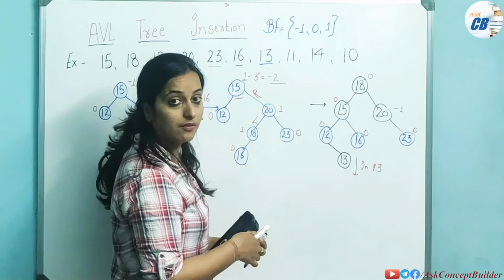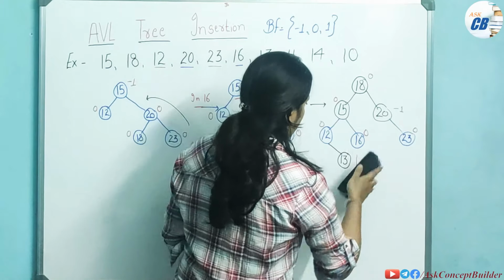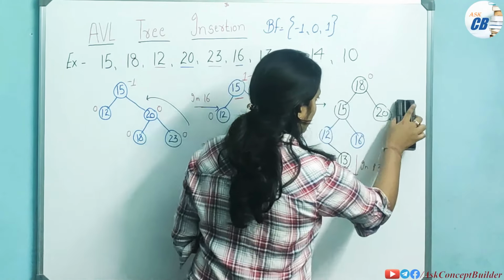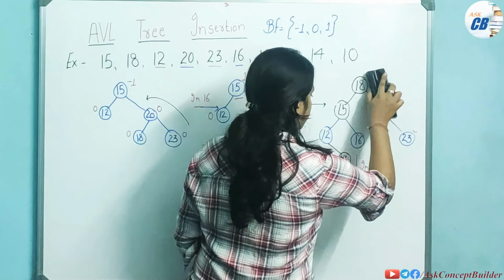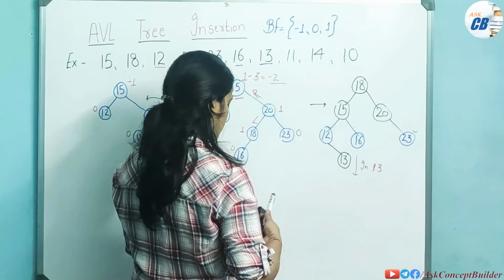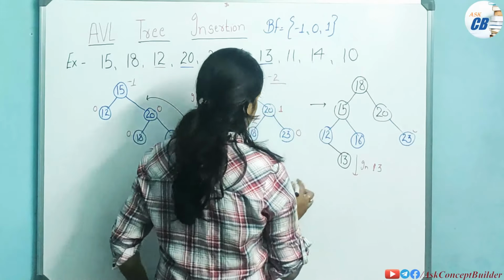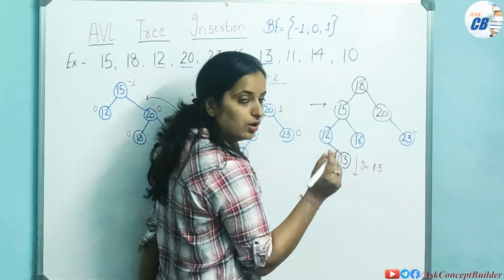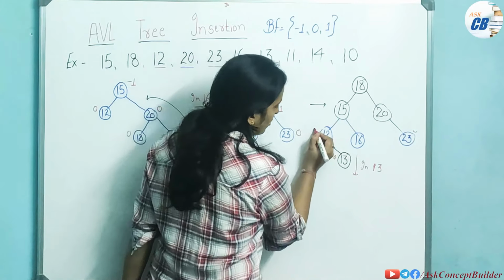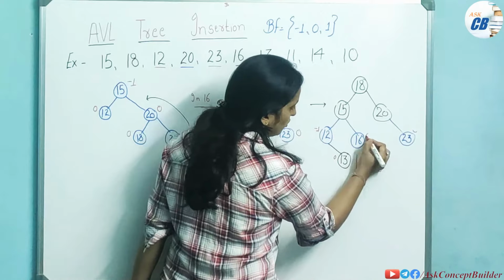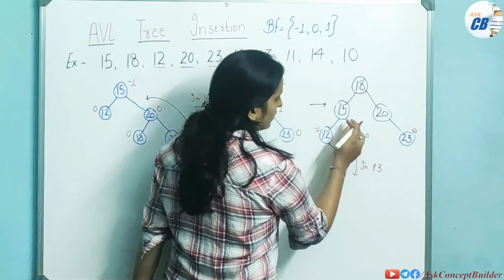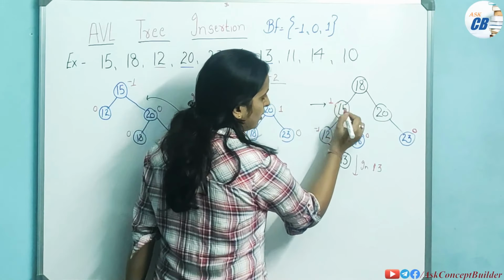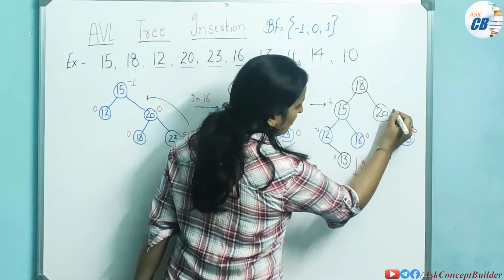Now again, we have to check the balance factor. We will find the balance factor for each and every node to check whether our tree is balanced or not. Now see here, the balance factor for this node will be 0, it is a leaf node. For this node it will be 0 minus 1, which is minus 1. For this it will be 0, for this 0. For this node it will be 1, 2; 2 minus 1 is 1. For this node it will be 0 minus 1, which is minus 1.